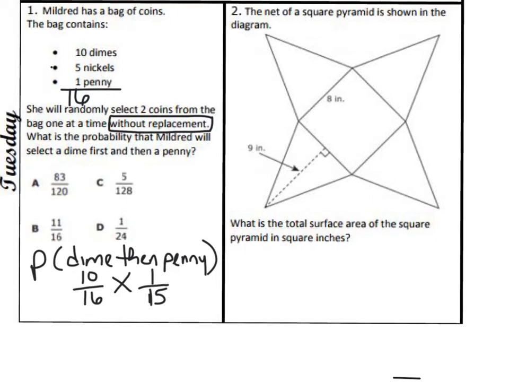So that's going to be 2 out of 8 times 1 out of 15. So 2 times 1 is 2. 8 times 15, that's going to give you what? 15 times 8. So 8 times 5 is 40. 8 times 1 plus 4 is 12. So it is 120. Can I simplify that? Yes. By what?